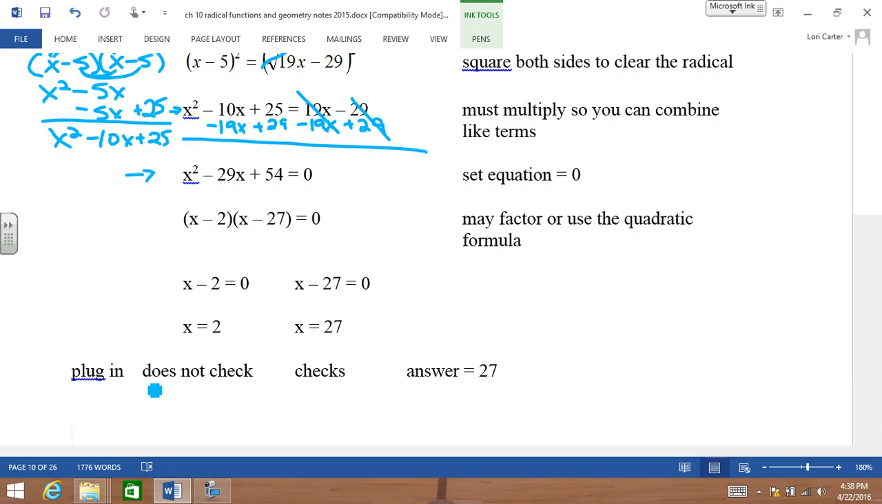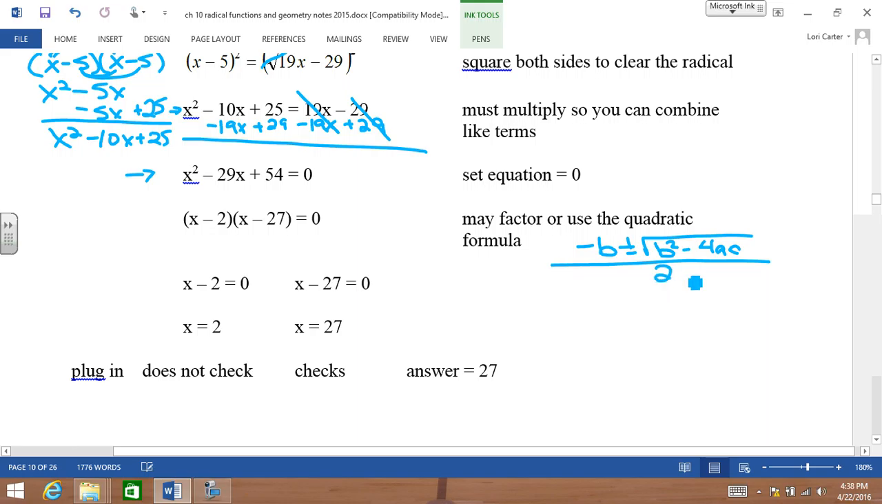So remember your quadratic formula? Everybody can say the opposite of b plus or minus the square root of b squared minus 4ac all over 2a. You can use that to get both of your answers, or you can factor. This one here has 2 ways of factoring. It's an easy factor because of the 1 in front of the x squared. So you can do factors of 54 that add to 29. And that's 2 and 27, both negative.